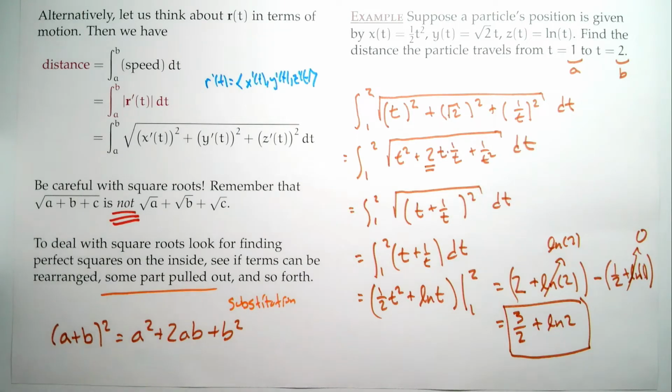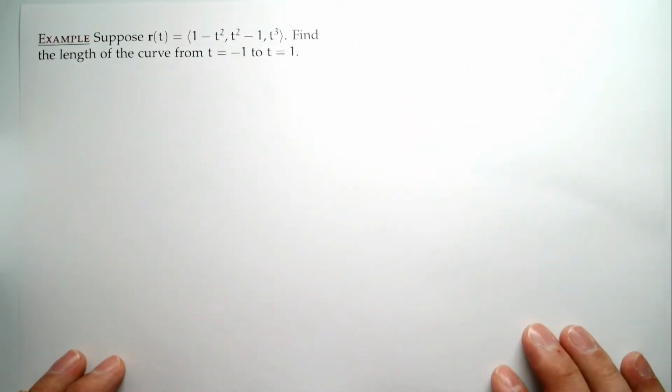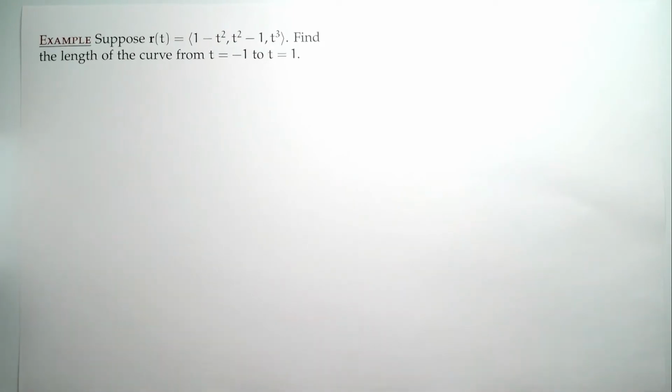Well, let's try another one. Suppose r of t is 1 minus t squared, minus 1, and t cubed. Find the length of the curve from t equals negative 1 to t equals positive 1. All right. That doesn't sound so bad. In fact, it looks even easier than last time. There's no log of t or square root of t.